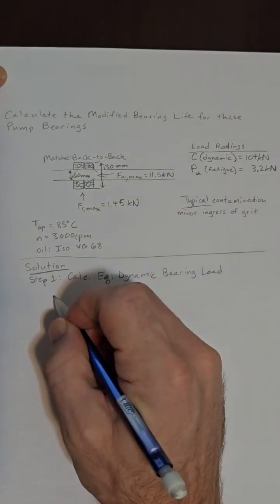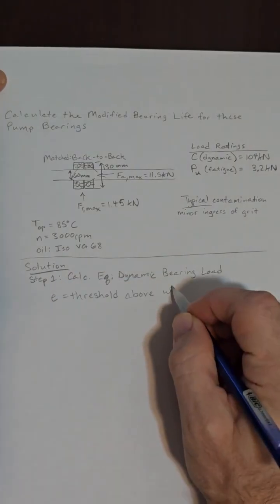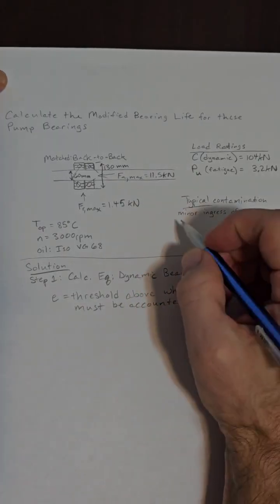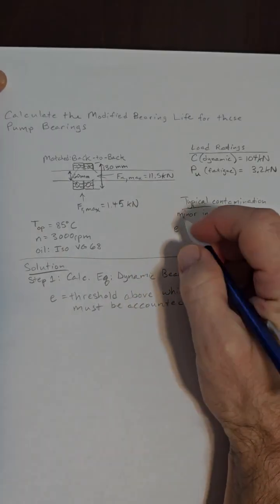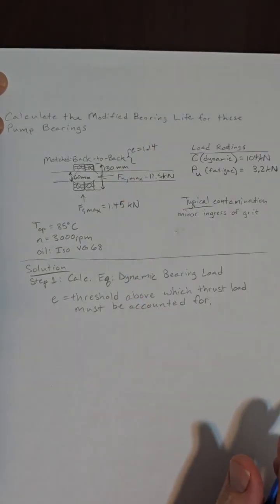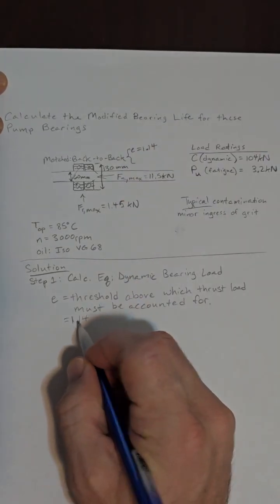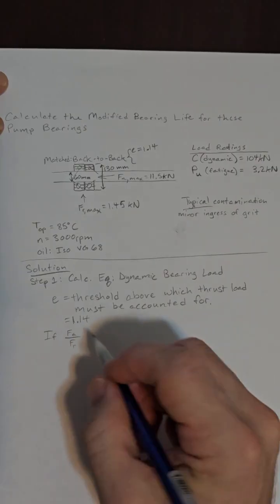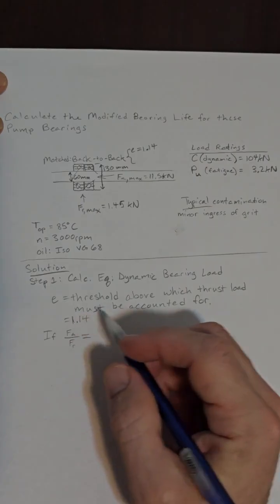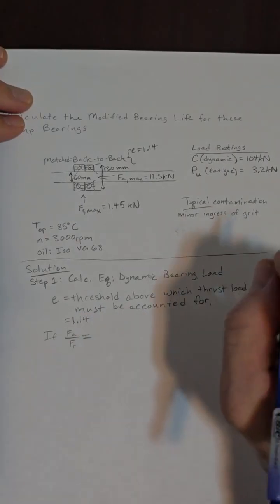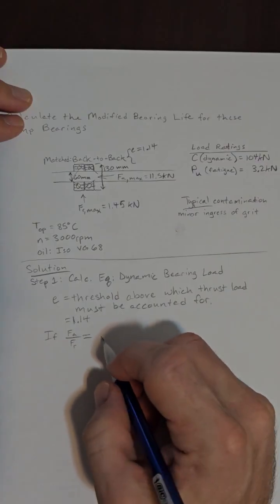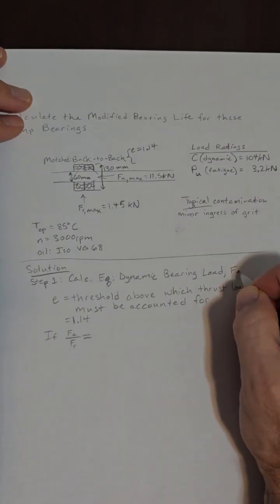There's typically a threshold E above which the thrust load must be accounted for. For this problem, the E value for the back-to-back bearings is 1.14. So how do we use that? We're going to use one equation if FA over FR, axial over radial, is above that threshold. If it's below that amount, we have to use a different equation to account for the equivalent dynamic bearing load, that's F sub E.